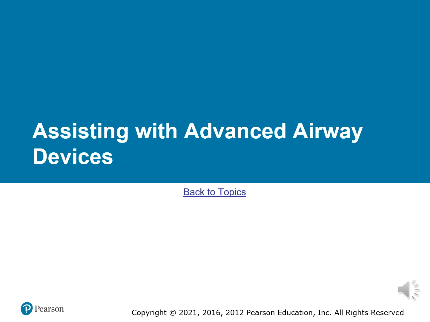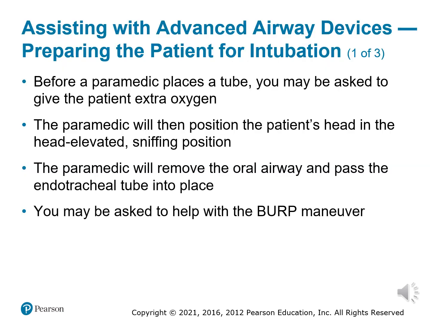In this section, we're going to talk about assisting with advanced airway devices. Preparing the patient for intubation. Before a paramedic places a tube, you may be asked to give the patient extra oxygen. The paramedic will then position the patient's head in the head elevated sniffing position. The paramedic will remove the oral airway and pass the endotracheal tube into place.